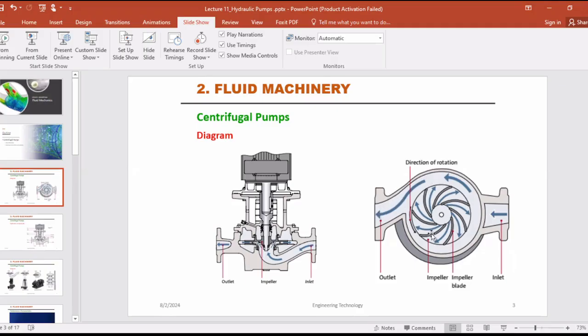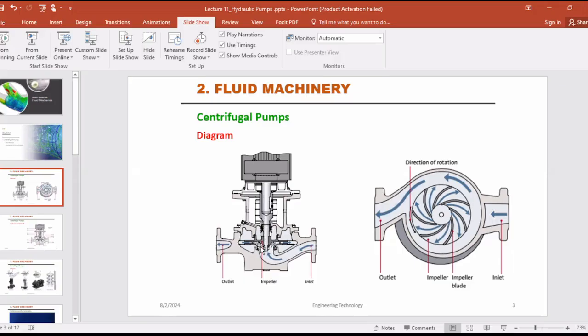Then here you can see the impeller of the pump. Okay. Inlet, you can see here, and inlet here, inlet like this. Okay. Then parallel to this axis. Okay. The fluid is entering the pump parallel to this axis.